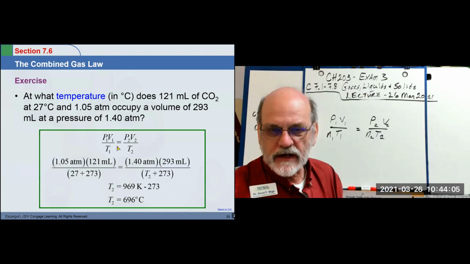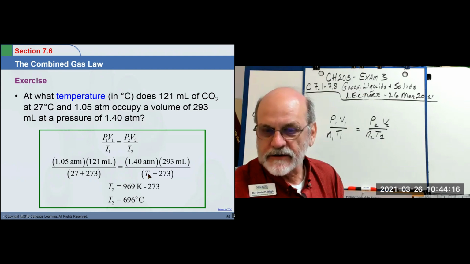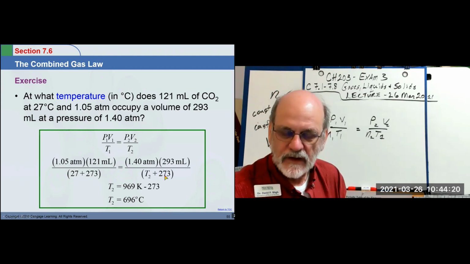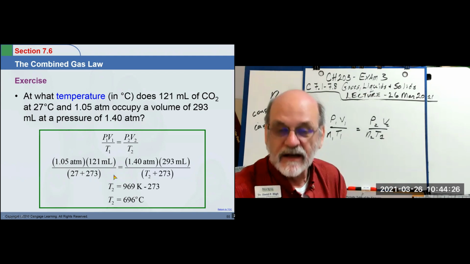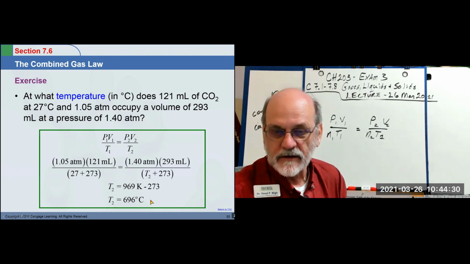So in this case, we're only interested in pressure, volume, and temperature. And the only variable that is unknown is the final temperature. So there it is. This is in Celsius plus 273 in this formula, and you find out that under these conditions, if you change the conditions from this side to that side, you change the temperature to 696 degrees from its starting point of 27 degrees.